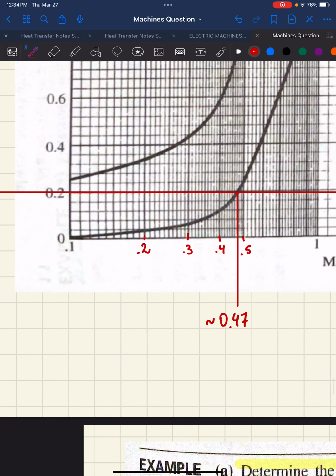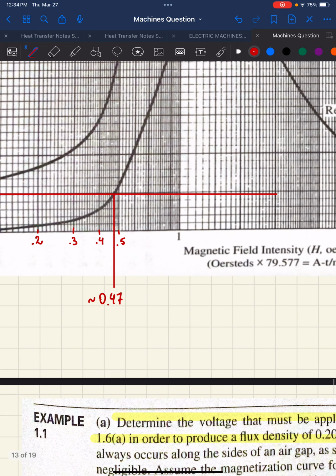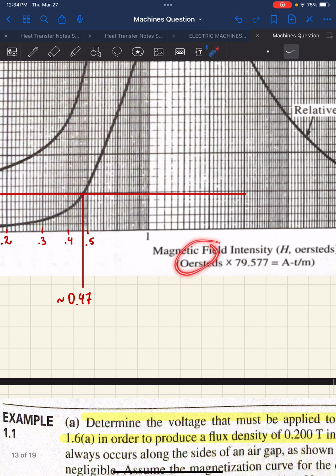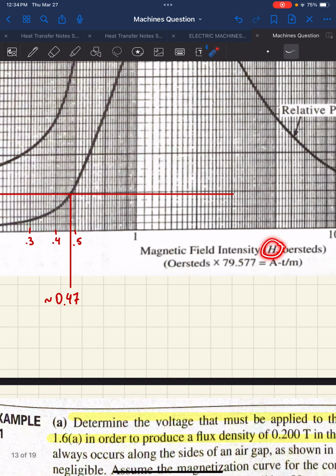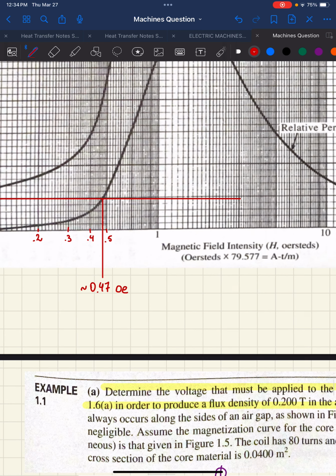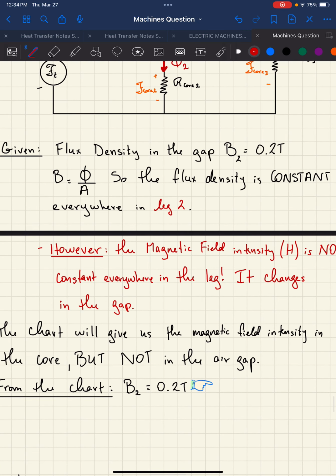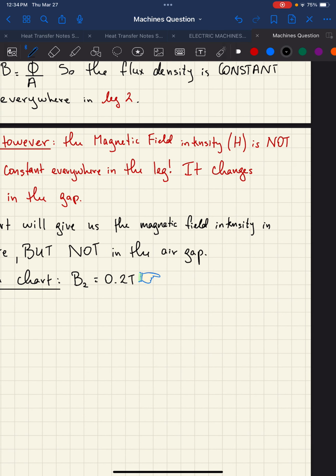Now the units are Oersteds, and we have to convert that into the usual units of magnetic field intensity, which is amp turns per meter. The units right now are Oersteds, and we'll have to convert it. It's an easy conversion, just multiply by 79.577. So let's go do that down here.